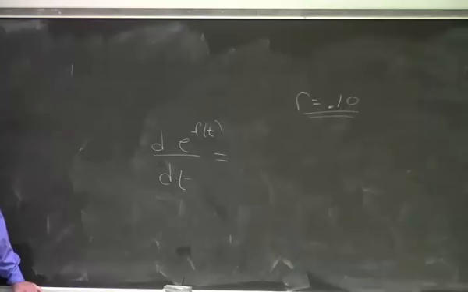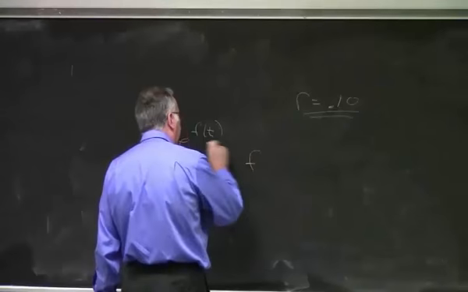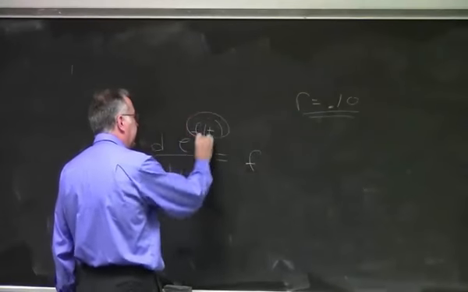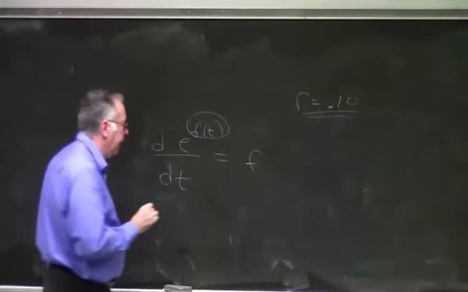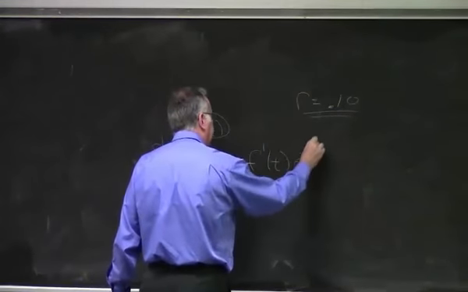Okay, close. It's f prime of t. You take the derivative of this exponent with respect to time, and it's f prime of t times e to the f of t.